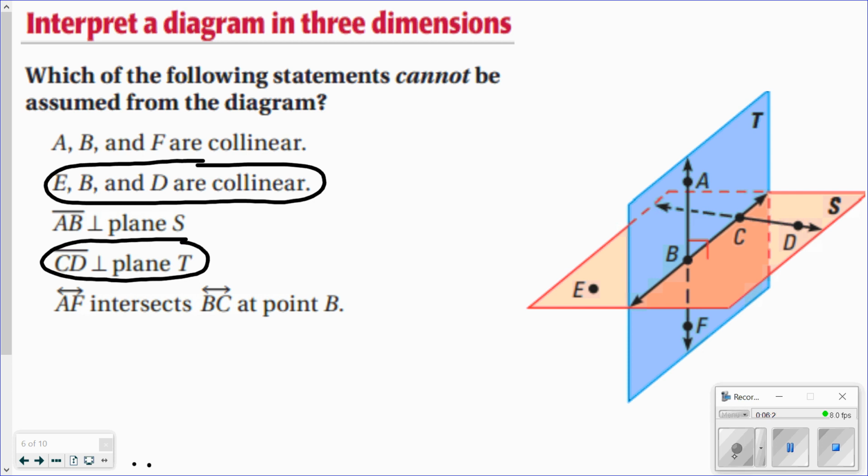And for the final one, line AF intersects line BC at point B. Let's check this out. So AF is this line right here. BC is this line right here. Do they intersect at point B? And the correct answer is yes, it does. So we can assume it from the diagram.